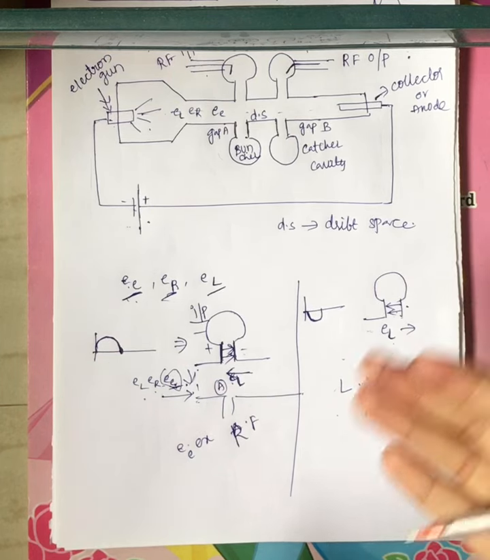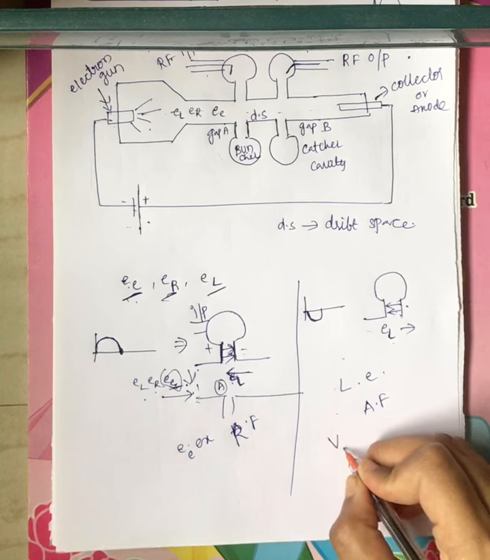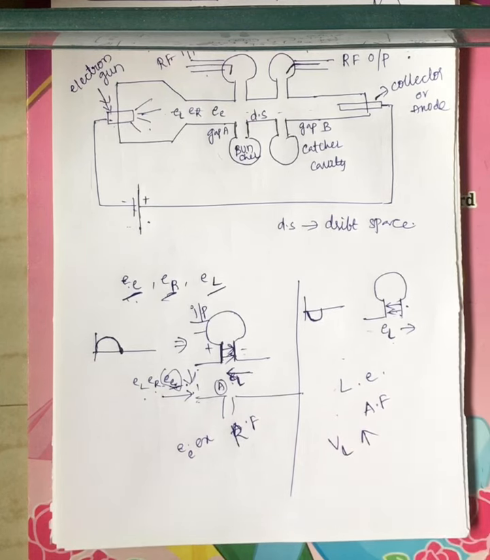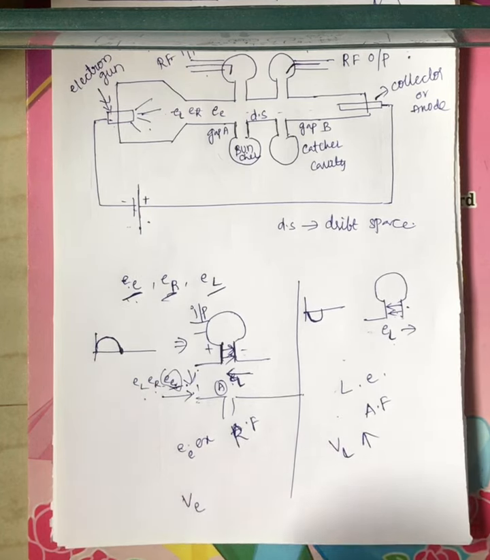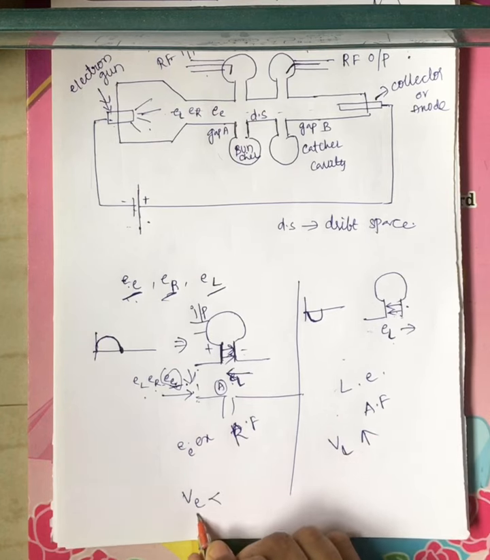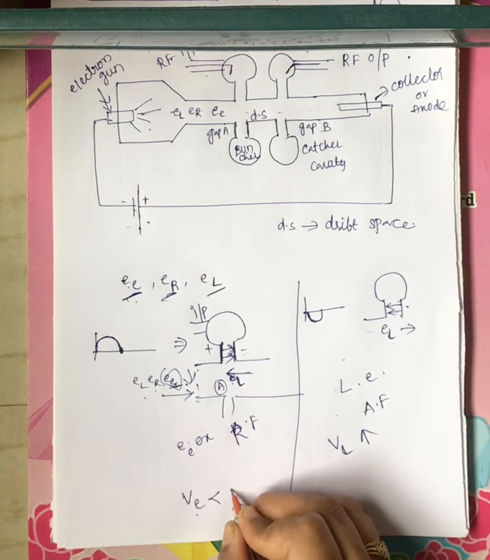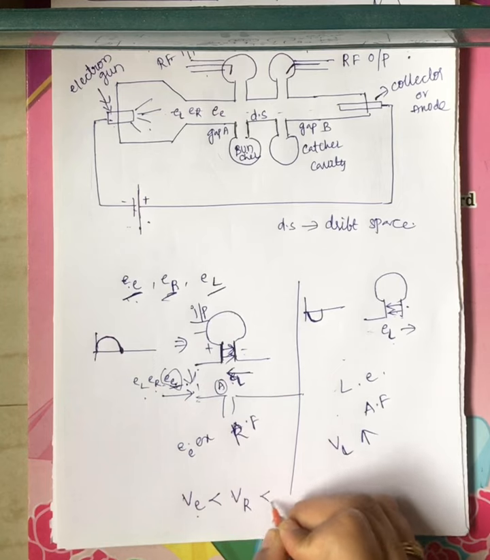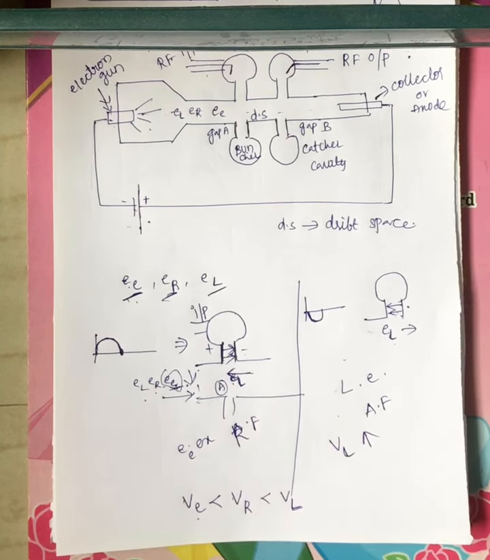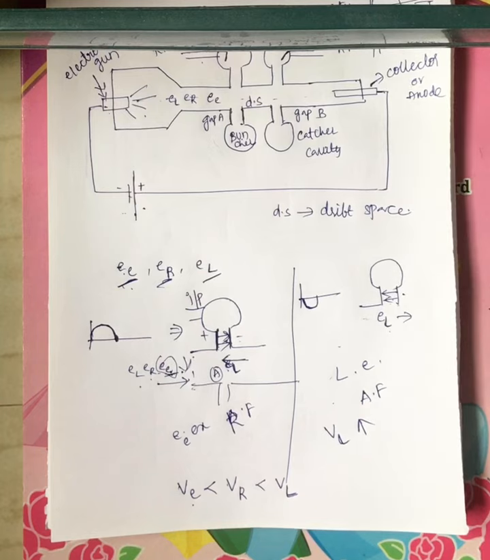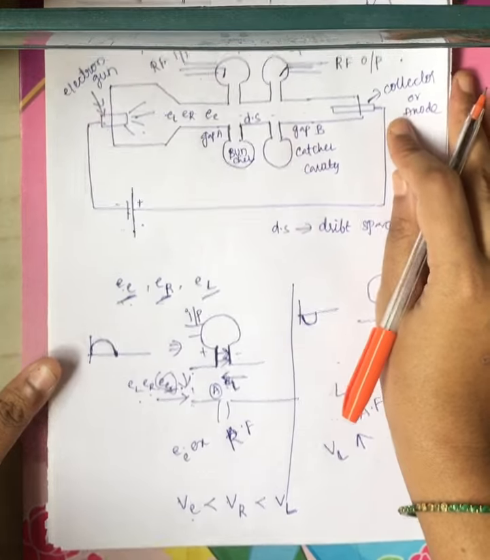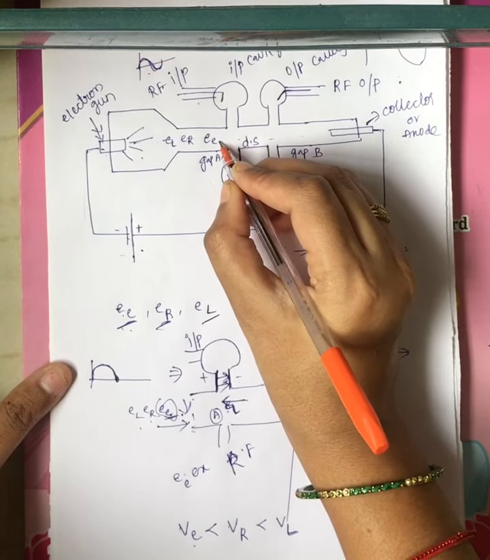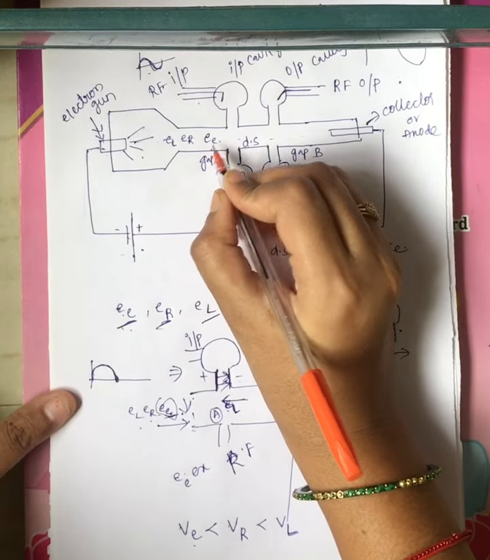Once there is an accelerating force on the electron, what happens to its velocity? VL increases, the velocity of the late electron increases, right? The order of velocity of the early electron, reference electron and late electron will be in this format: the velocity of the early electron is less than the velocity of the reference electron, which is less than the velocity of the late electron. This is the order of velocity, right?